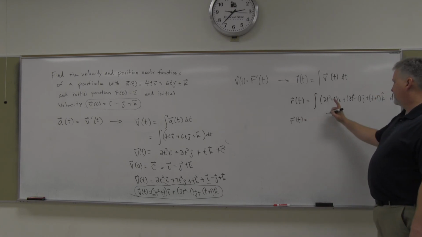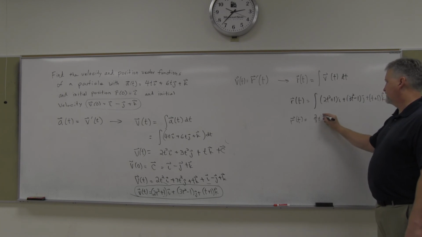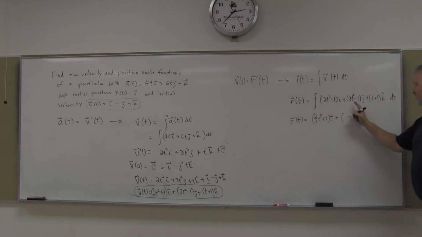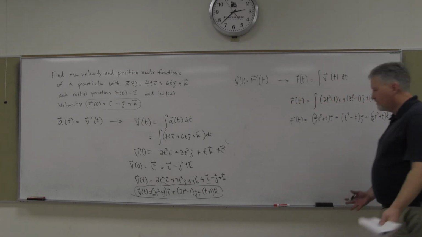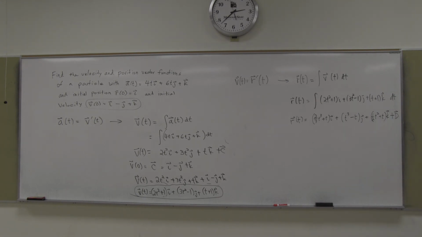So what does that give me? 2/3 t cubed plus t i plus the antiderivative, that would be t cubed minus t j plus 1/2 t squared plus t k. But again, it's an indefinite integral. So I need to add a constant, and we can use C again, but since we used C for that one, we use D for this one. But it's a constant vector. C1, C2, something like that.